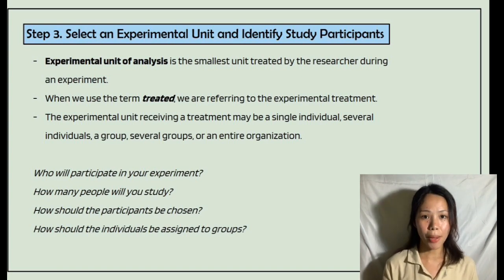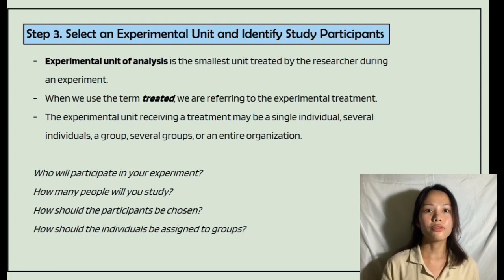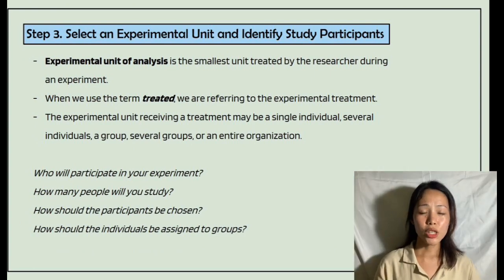Who will participate in your experiment? Investigators may choose participants because they volunteered or they agreed to be involved. Alternatively, the researcher may select participants who are available in well-defined, intact groups that are easily studied. Next question is, how many people will you study?